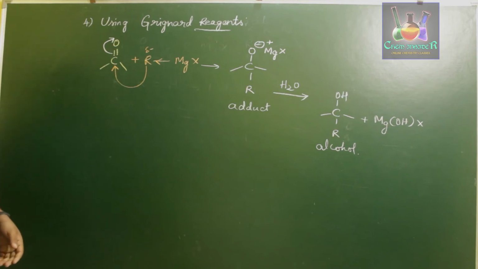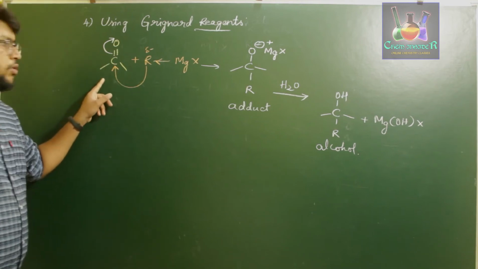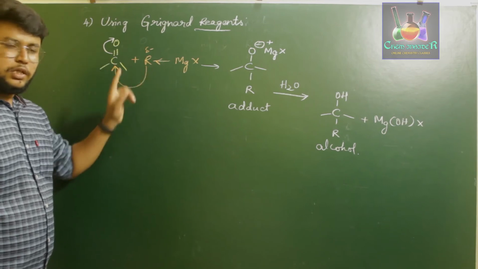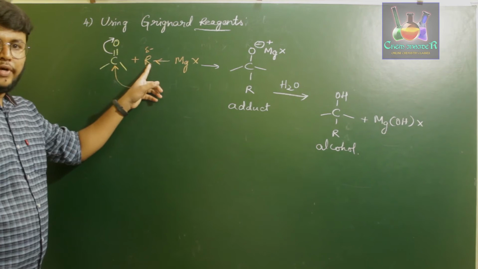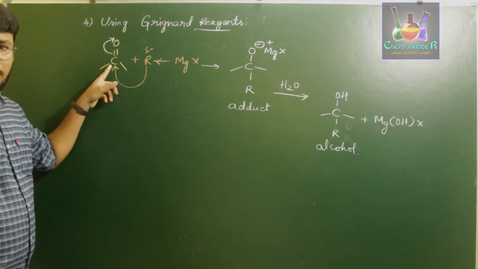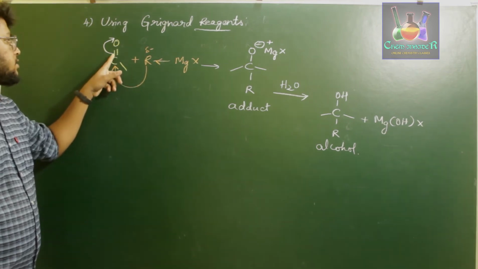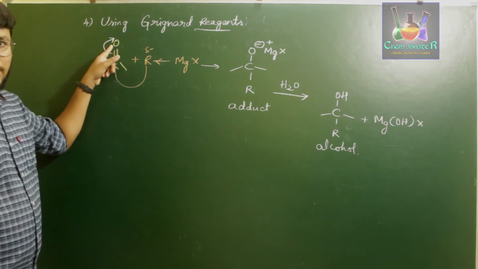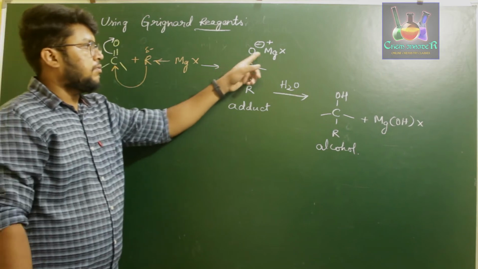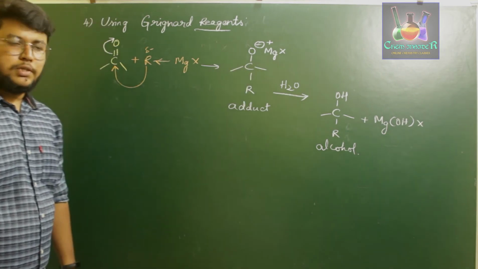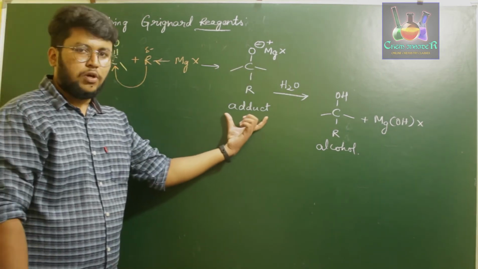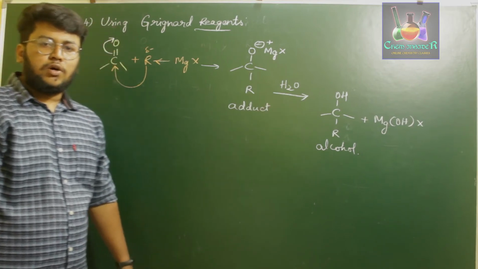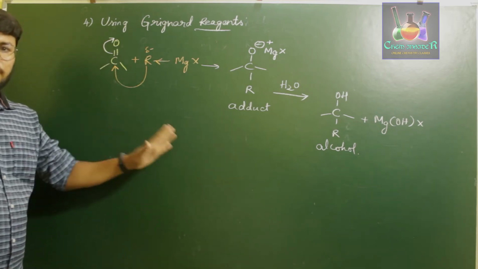So when you treat a carbonyl compound with a Grignard reagent, the R present, that is the alkyl group in the Grignard reagent, acts as a nucleophile and attacks the carbonyl carbon, which in turn breaks the bond between carbon and oxygen. It lets the oxygen carry a negative charge. This negative charge is balanced by the positive Mg. This compound is called an adduct. This adduct on hydrolysis gives us our desired alcohol. So this is a general reaction.